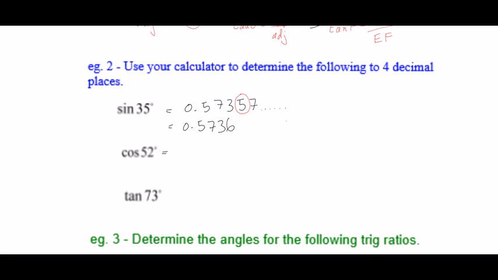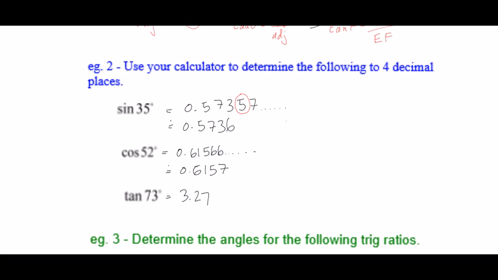0.5736. The same can be done for cosine of 52, and we're going to get 0.61566, and it goes on forever. And our 4 decimal rounding is going to be approximately 0.6157 because the last 6 has to force us to round up to a 7.